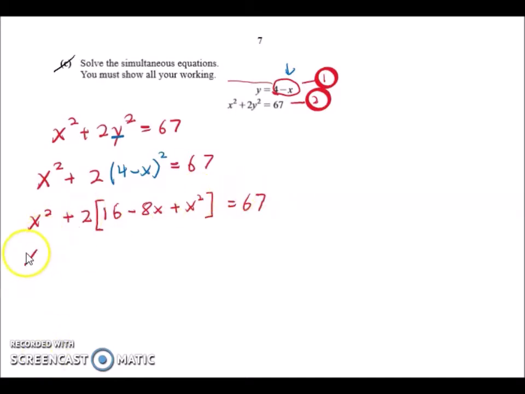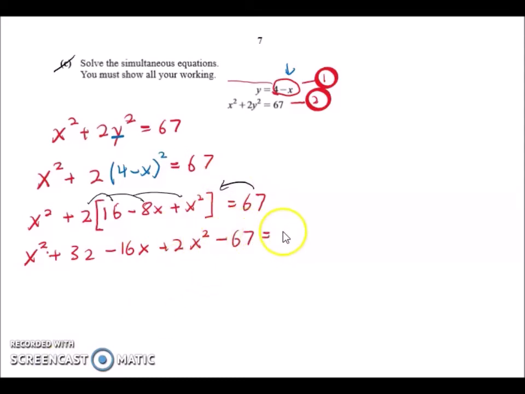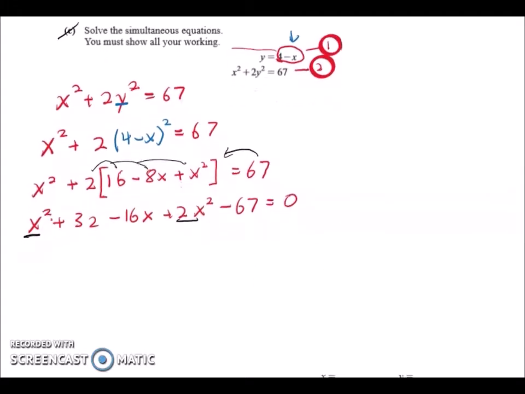We simplify this equation. 32. Everything we just multiply here, so we got minus 16x, and here will be 2x squared. We move this 67 to the other side. It will become minus 67 equals 0. Then we simplify this. Now we got x here, x squared here, and x squared here. So you'll simplify to become, let me make the slide a bit down here.